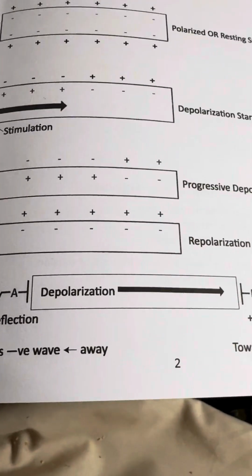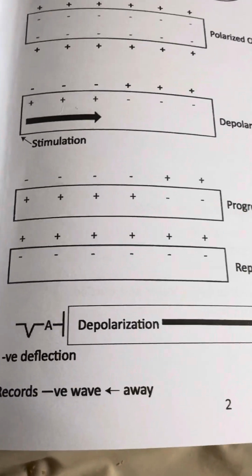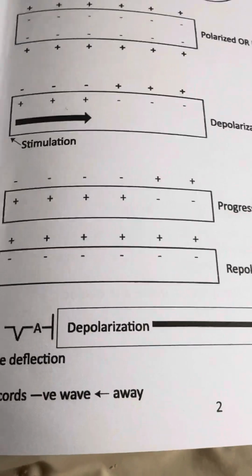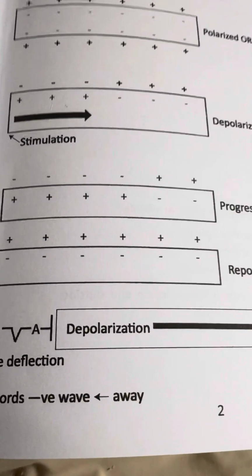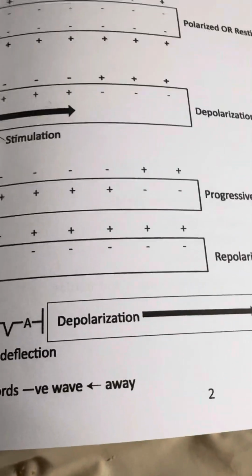Then the third thing is how the impulse progresses. If you see the first one, there is negativity outside, positive inside. Second one, same thing. In this way the impulse travels and progresses.